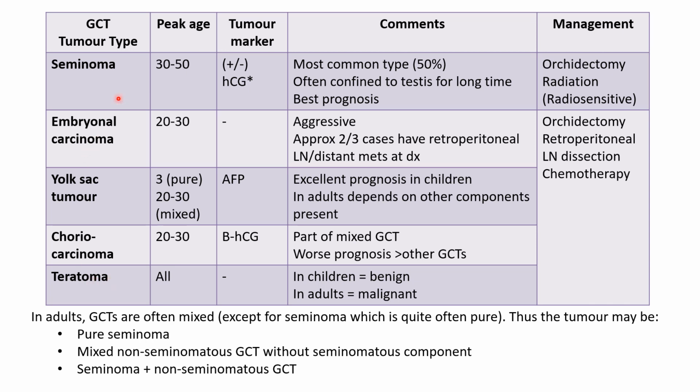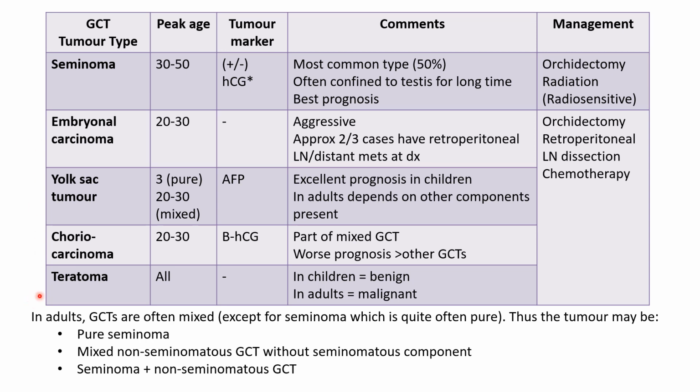Of all these germ cell tumors, the most common type is actually seminoma. It has a peak age of around 30 to 50, so third to fifth decade. It has the best prognosis of all. It's often confined to the testis for a long time before it disseminates elsewhere. It is also radiosensitive, so that is one option of treatment, and it is treated by orchidectomy.